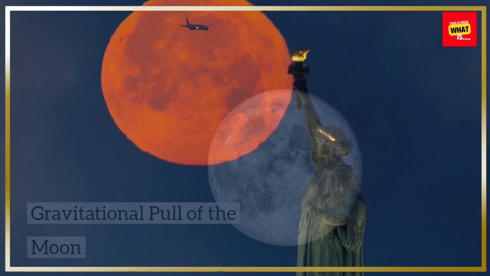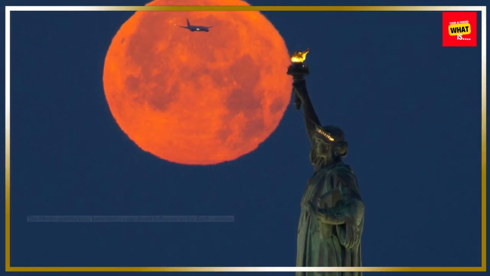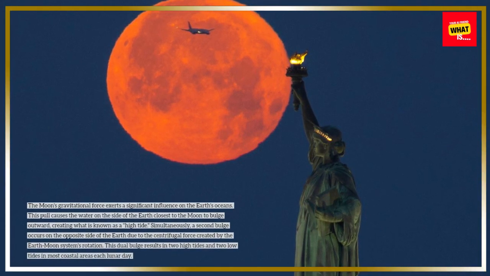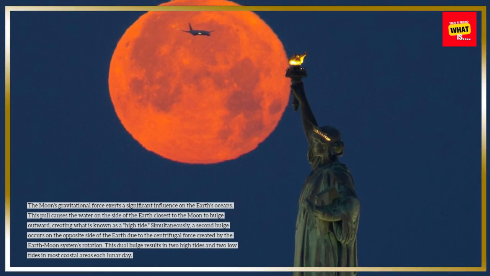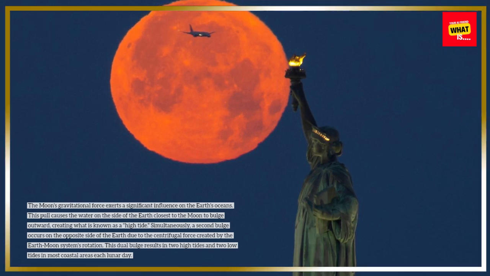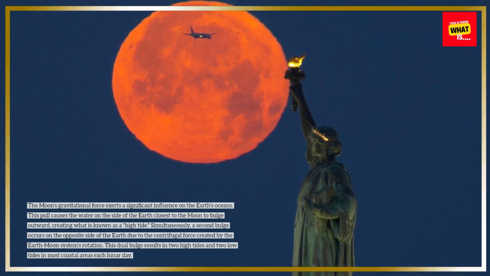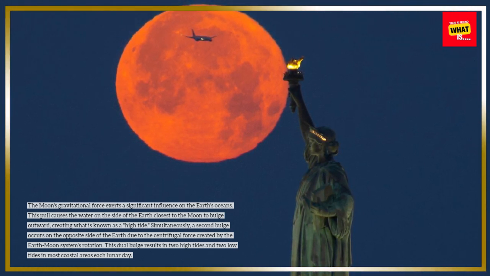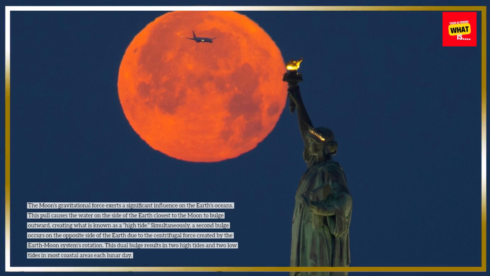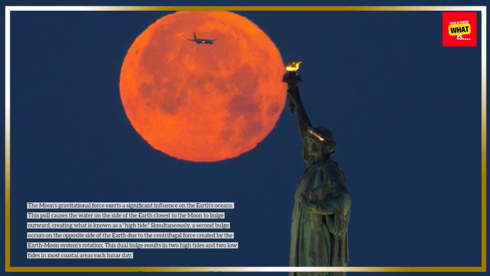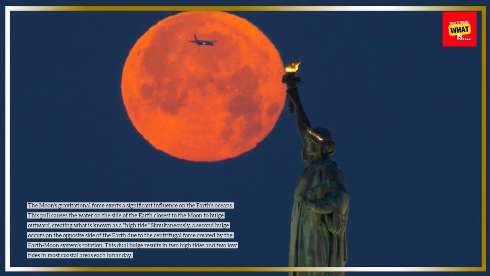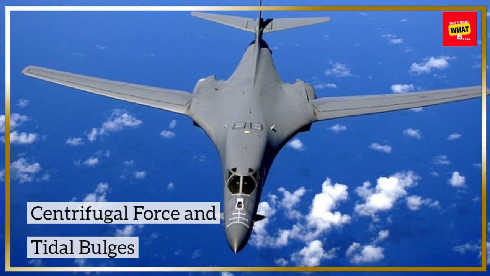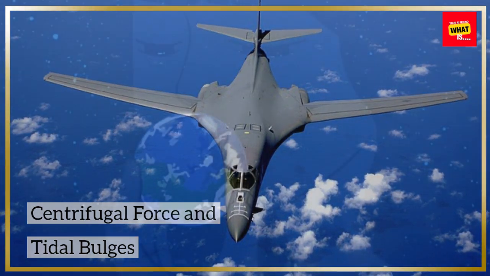Gravitational pull of the Moon. The Moon's gravitational force exerts a significant influence on the Earth's oceans. This pull causes the water on the side of the Earth closest to the Moon to bulge outward, creating what is known as a high tide. Simultaneously, a second bulge occurs on the opposite side of the Earth due to the centrifugal force created by the Earth-Moon system's rotation. This dual bulge results in 2 high tides and 2 low tides in most coastal areas each lunar day.